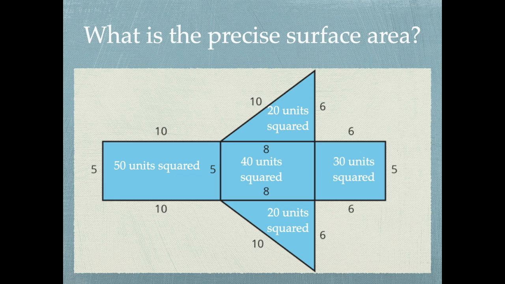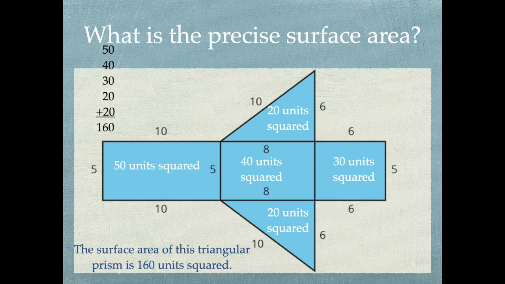So now I have all the areas of all the faces, and now I just add them up to get the total surface area. And that gives me a grand total of 160. Therefore, the surface area of this triangular prism is 160 units squared.